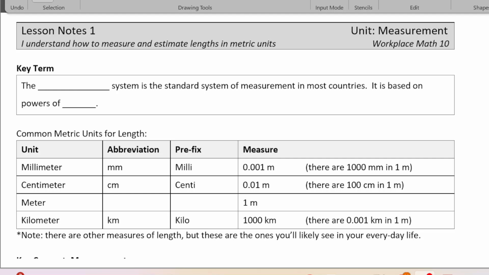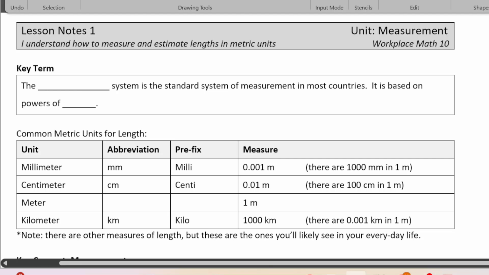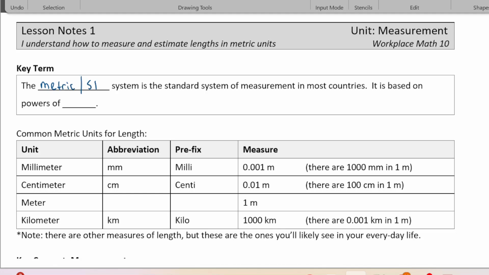Okay, so this is lesson 1 in the measurement unit, measuring and estimating metric lengths. So the metric system, or the SI system, is the standard system of measurement in most countries. It's based on powers of 10. So because our numbers are also base 10, it makes calculations a lot easier.